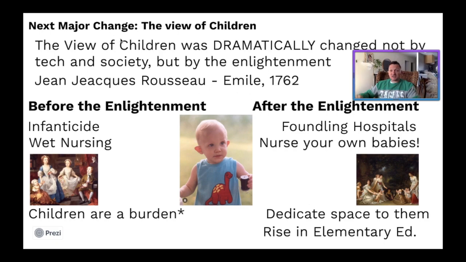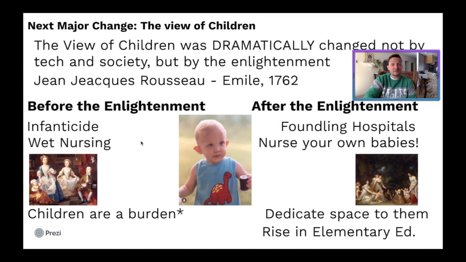Next major change, because on your study guide, it's going to be big change. How did the view of children change pre and post Enlightenment? And then I'll have little multi questions underneath it, like how are infanticide and foundling hospitals related? How are wet nursing and nursing your own children related, et cetera, right? So make sure that you're taking your time to study with intent, because this is going to be a big thing that the AP test loves to ask about.